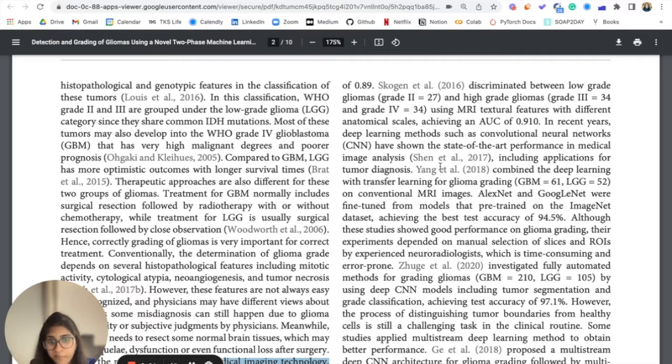But the process of distinguishing the tumor boundaries between the malignant or benign tumor and the healthy cells is a very challenging task, because the contrast between them is not very high. So it's hard to tell where exactly it is. And again, just adding on to where the problem is.